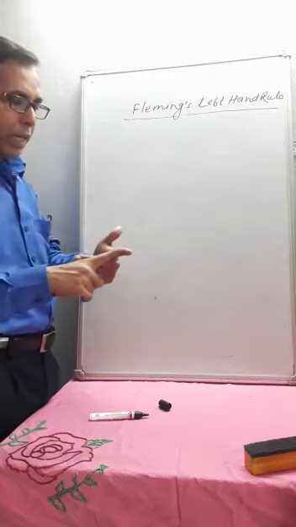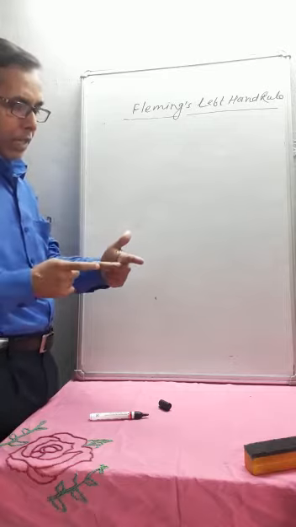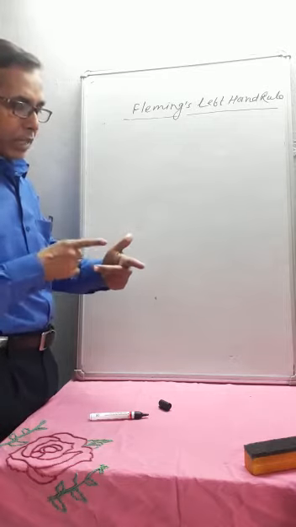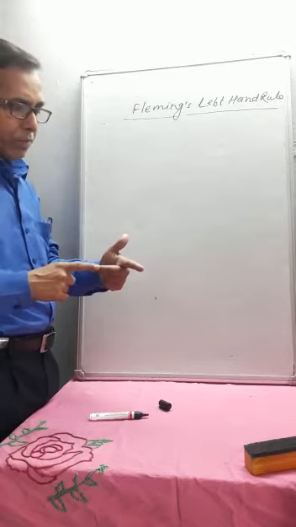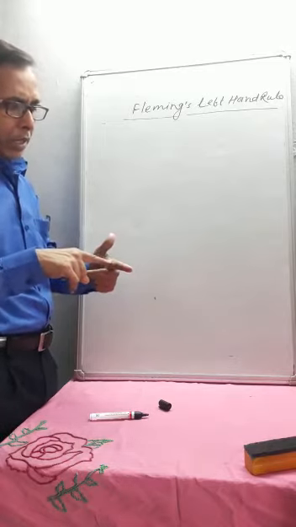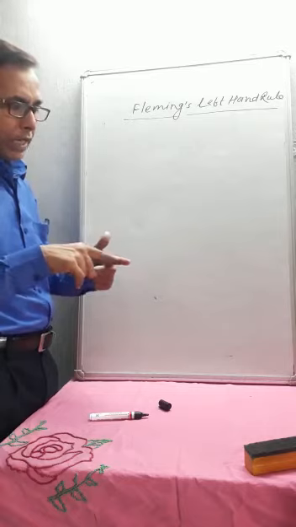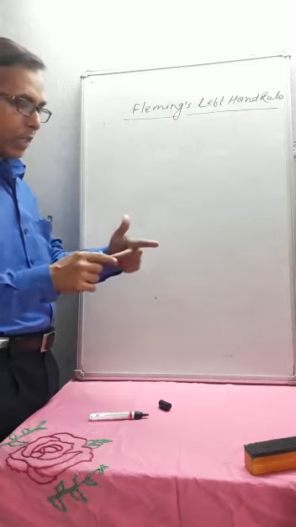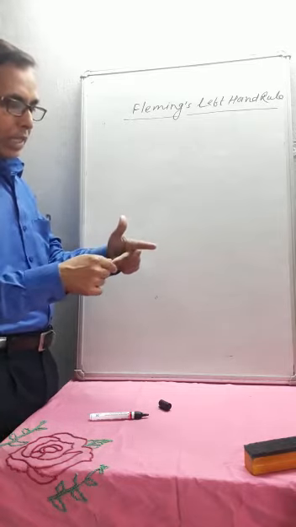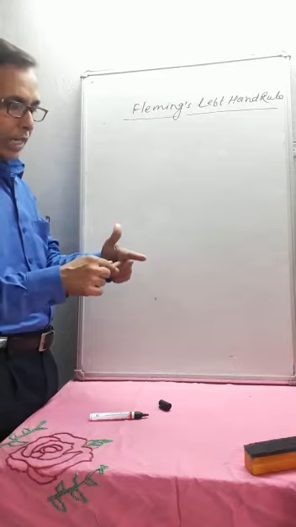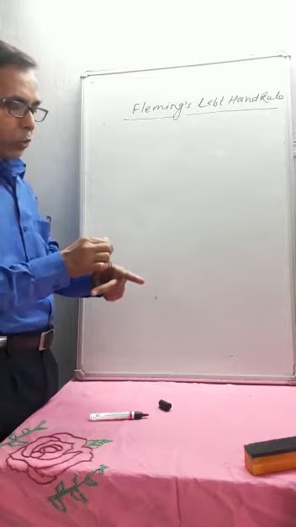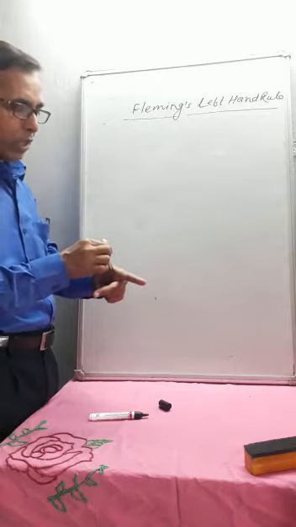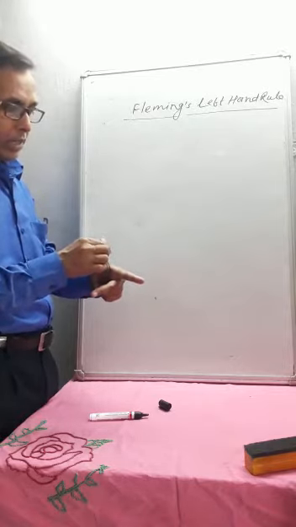thumb, forefinger and middle finger in such a way that they are mutually perpendicular to each other, and if the forefinger indicates the direction of magnetic field, the middle finger indicates the direction of electric current, then the thumb will indicate the direction of force or direction of motion acting on a conductor.